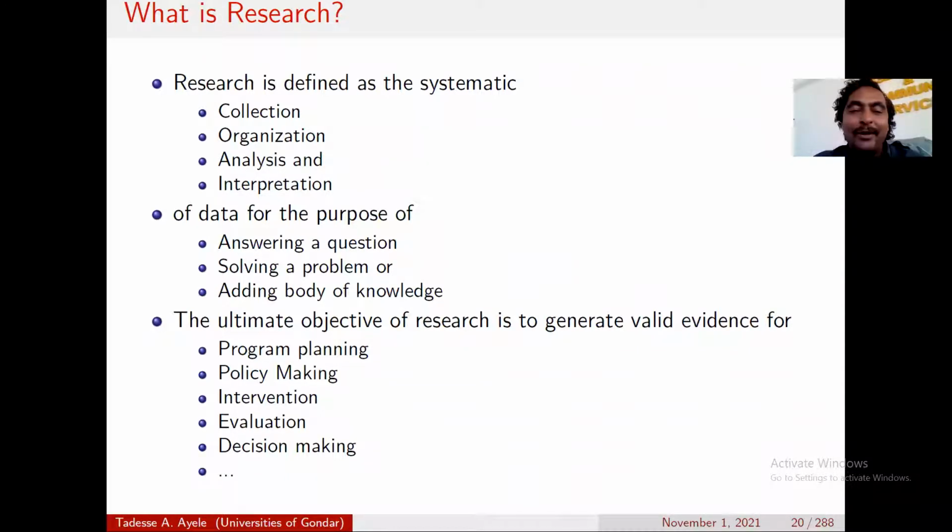Now, I was talking about the definition of research, and I was discussing the reasons why we conduct research.